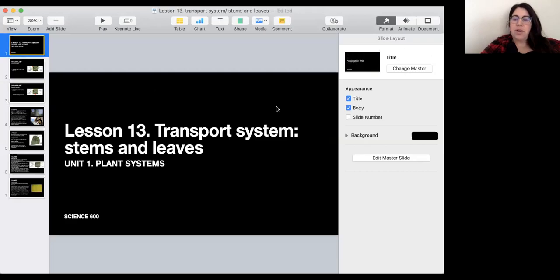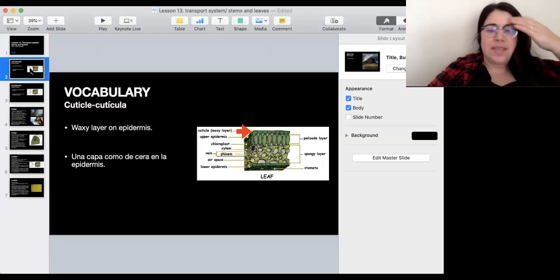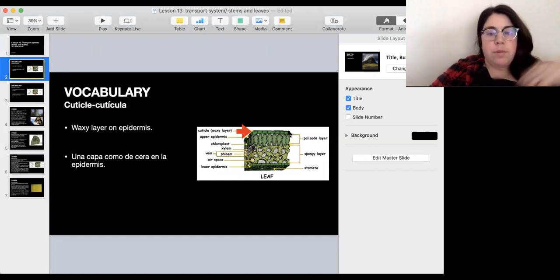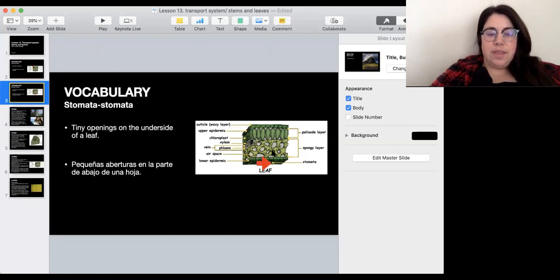Hi, today we're going to talk about the transport system, about the leaves, and about the stems. Okay, so for the vocabulary today, we have the word cuticle. Cuticle, it's this part here, and it's the waxy layer on the epidermis. Remember that the epidermis is like the skin of different parts of the plant. Then we have stomata. Stomata are like tiny openings on the underside of the leaf.